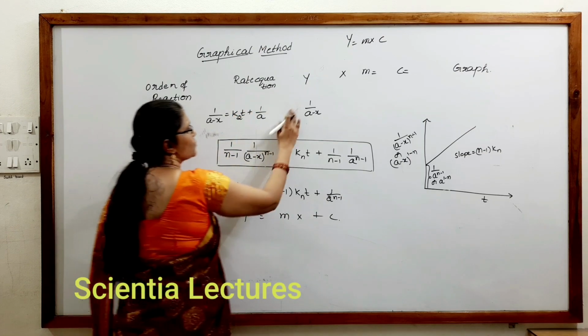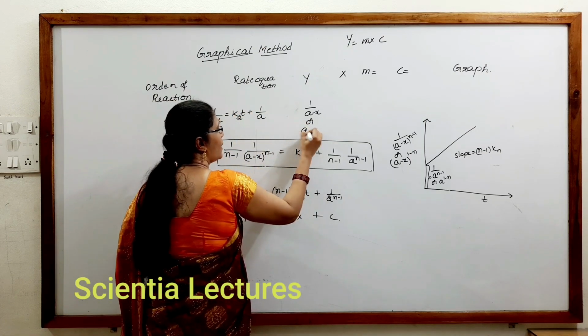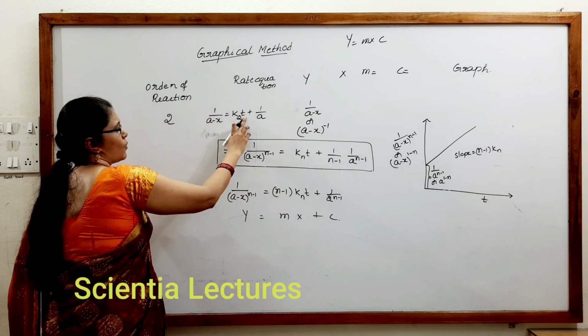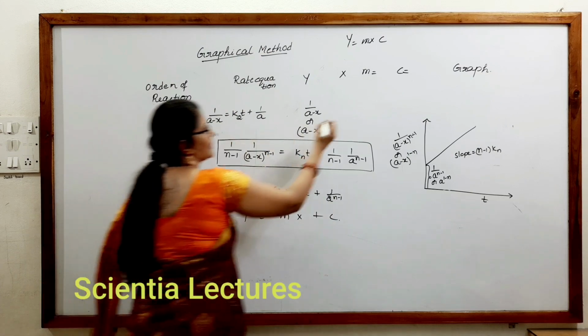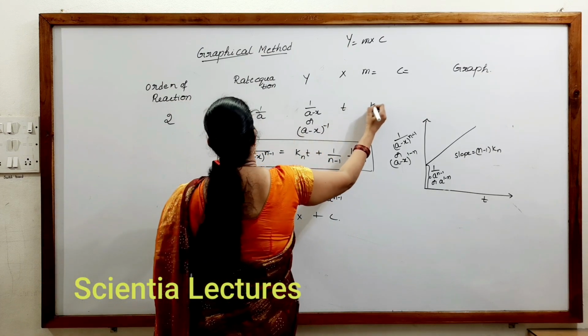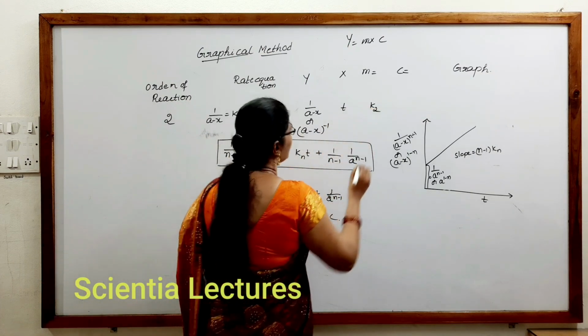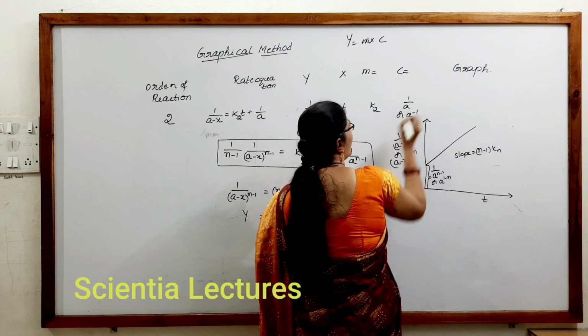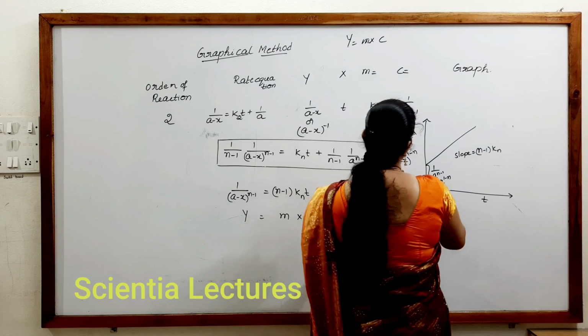What is in y-axis? 1 by a minus x, or a minus x to the power of minus 1. As usual, what is taken in x-axis? T. What is the slope in this case? K2. What is the y-intercept? 1 by a, or a power minus 1. So what is the graph to be drawn?